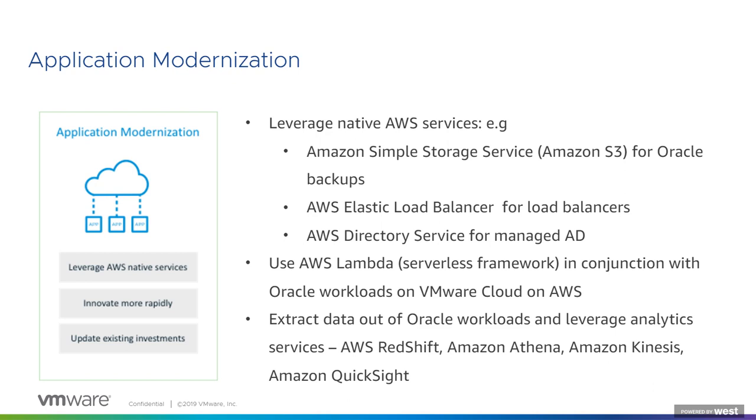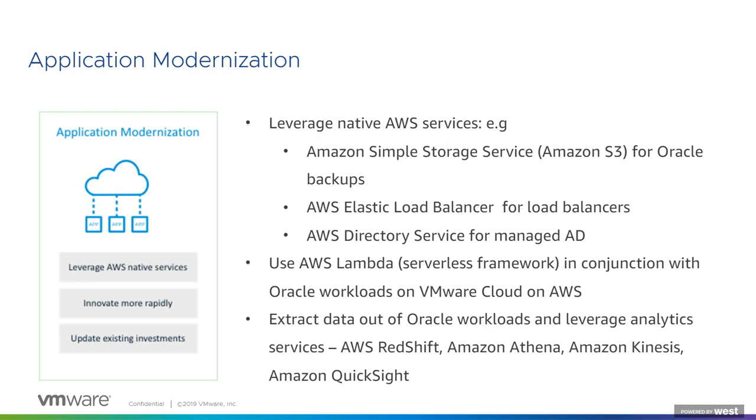Application modernization. With VMware Cloud on AWS, we are now able to leverage native AWS services. For example, Amazon Simple Storage Service, Amazon S3, for Oracle backups. We are now able to provide modern capabilities to legacy applications, thereby making them more robust, more modern, scalable, and able to meet the business demands.